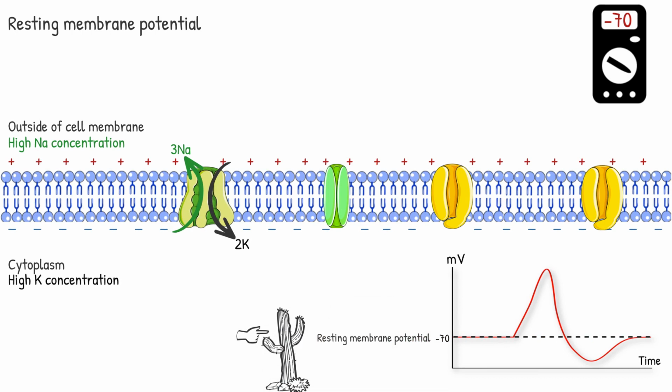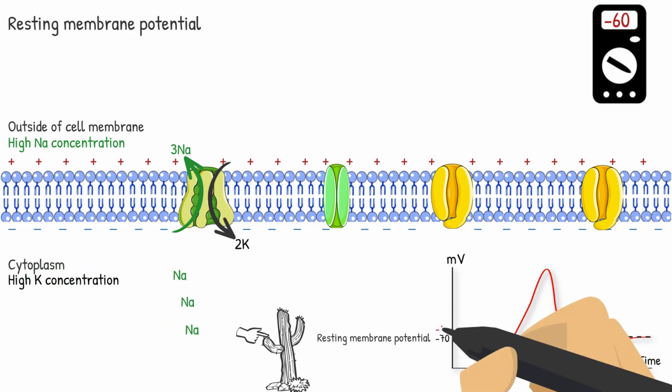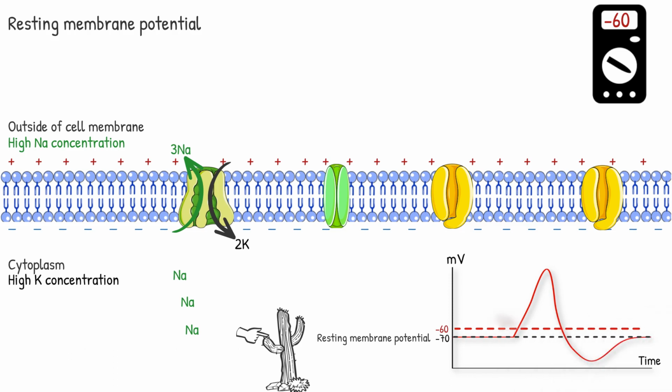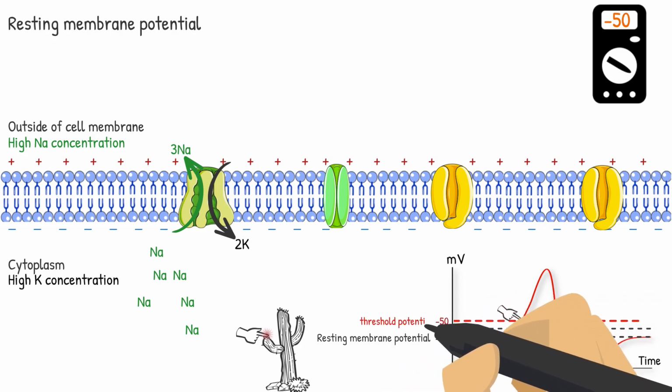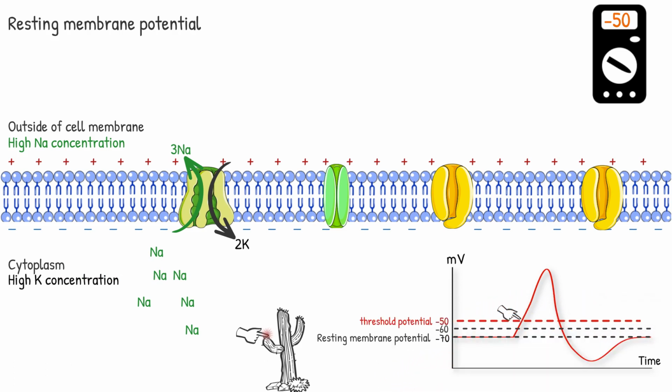Receiving a stimulus by a receptor opens some sodium channels in dendrites. This will let sodium flow in, and moves the resting potential toward -60. But it is not enough for triggering the action potential. If the stimulus gets stronger, more receptors will get active and more sodium will arrive into the cell. This changes the membrane potential to -50, or threshold potential, which is enough for triggering the action potential.